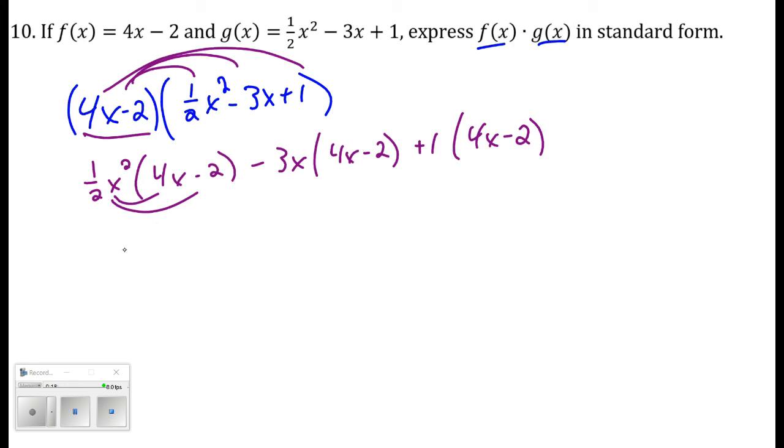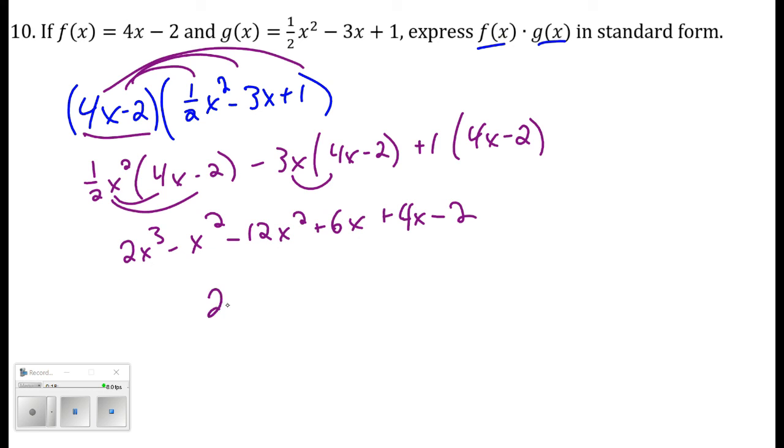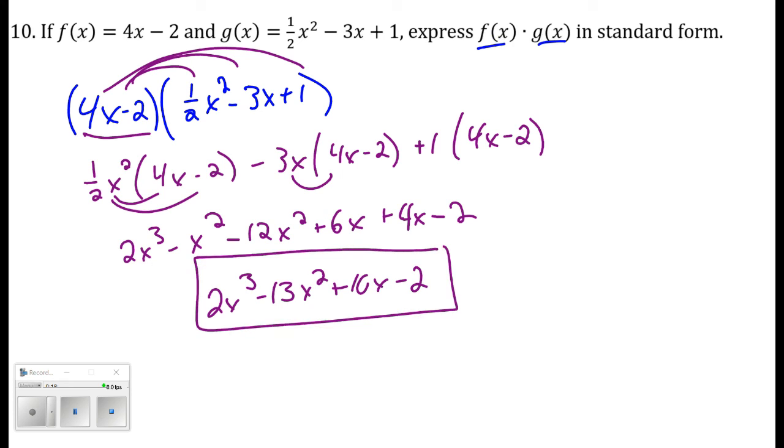That gives me 2x cubed minus x squared. I'm distributing a negative 3 here, minus 12x squared plus 6x plus 4x minus 2. Now I'm going to combine my like terms and get 2x cubed minus 13x squared plus 10x minus 2. So if I multiply those two functions together, I get this new polynomial function, 2x cubed minus 13x squared plus 10x minus 2.